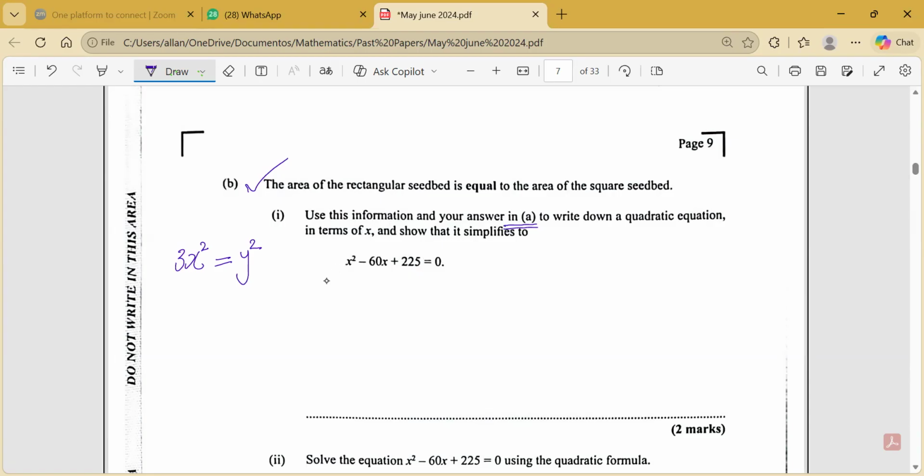So you have to change y. What was y equal to before? Somebody, what was y equal to? We did it first: 15 minus 2x. Beautiful. So 3x squared is equal to 15 minus 2x, squared.